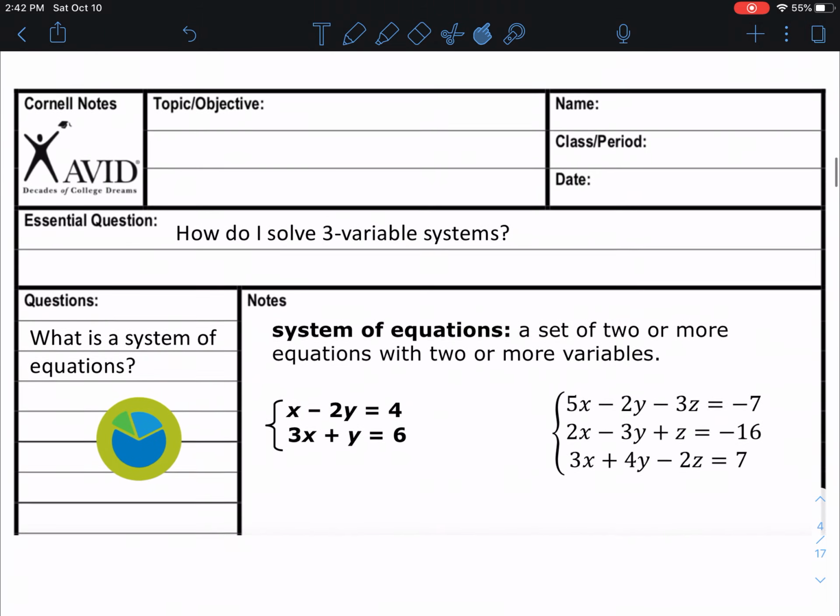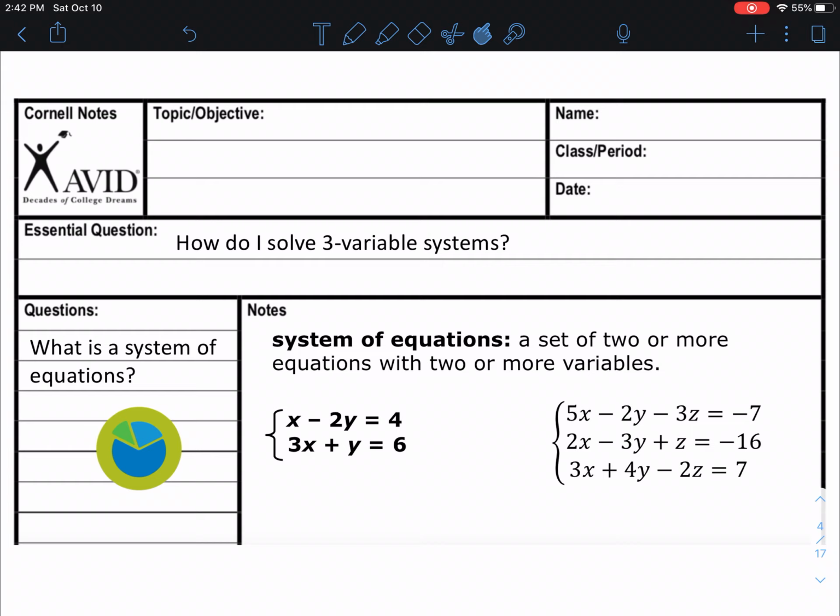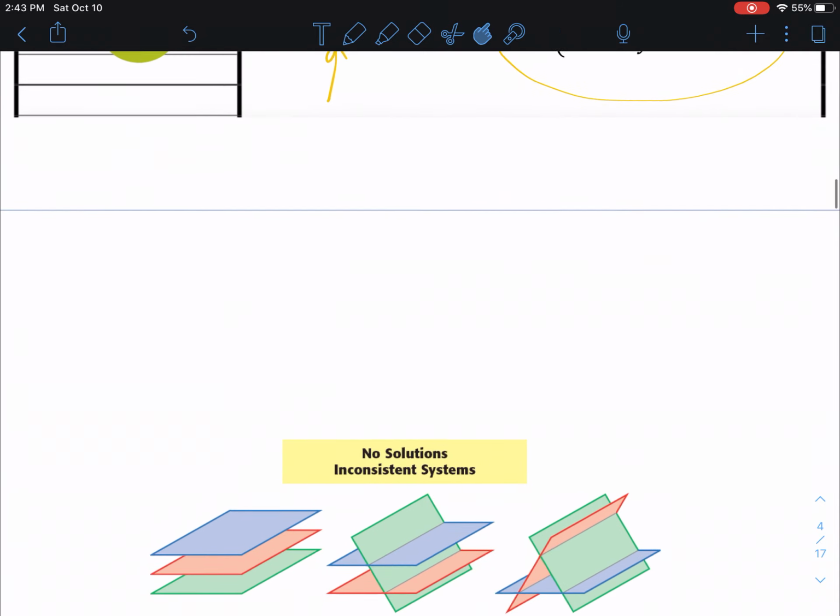Okay, so how do I solve a 3 variable system? A reminder that a system of equations is a set of 2 or more equations with 2 or more variables. So you're pretty familiar with these kinds, okay? What we're going to start talking about is adding a third variable, and that would be z, onto our systems. And then we'll have 3 equations so that we can solve for that third variable. And how do we do that? We're going to use algebraic forms and mostly elimination.